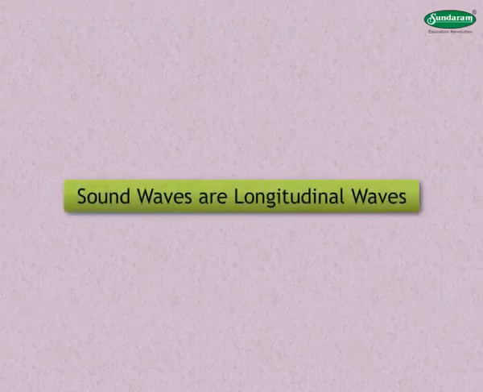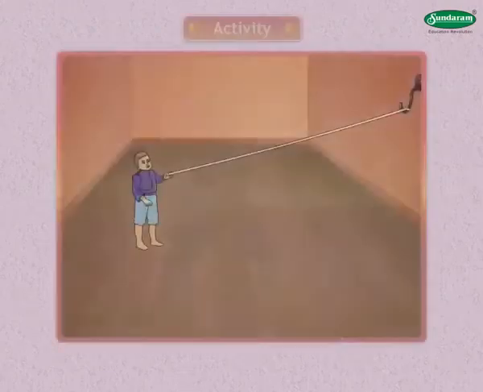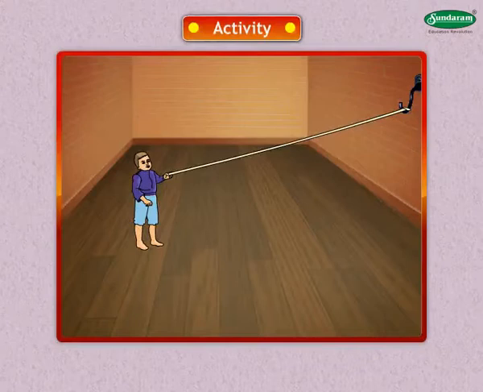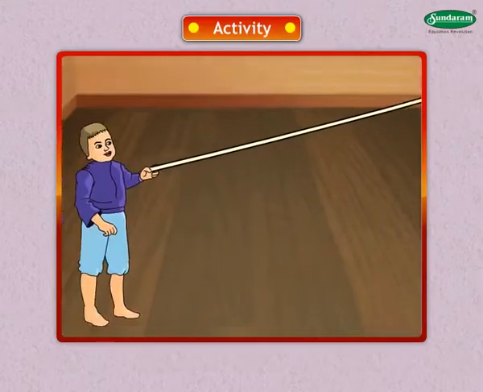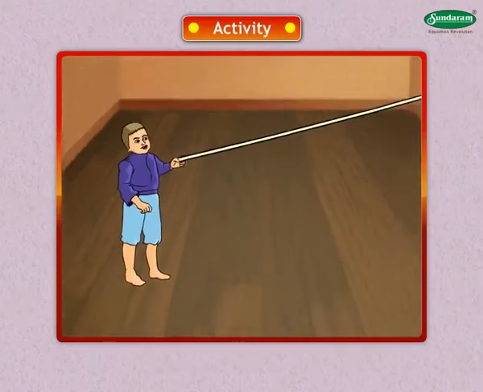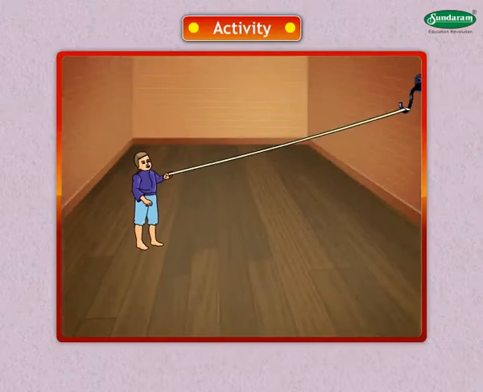Sound waves are longitudinal waves. Activity. Take a long string. Tie one end of it to a support such as a wall. Hold the other end in your hand and straighten the thread. Then give a slight jerk to the string.